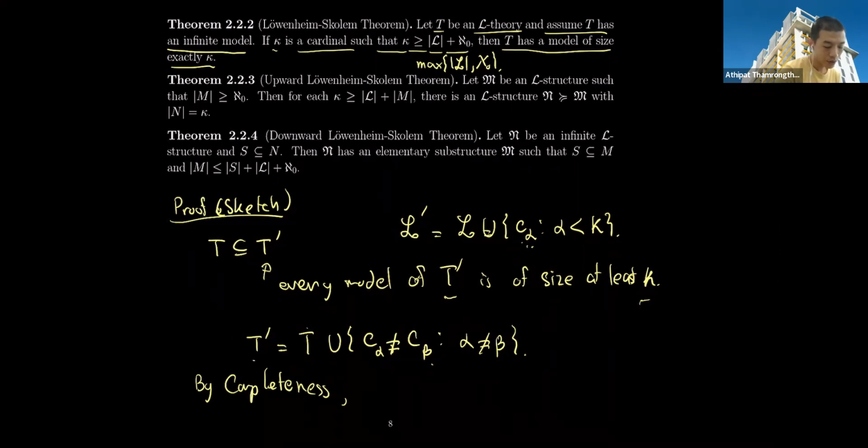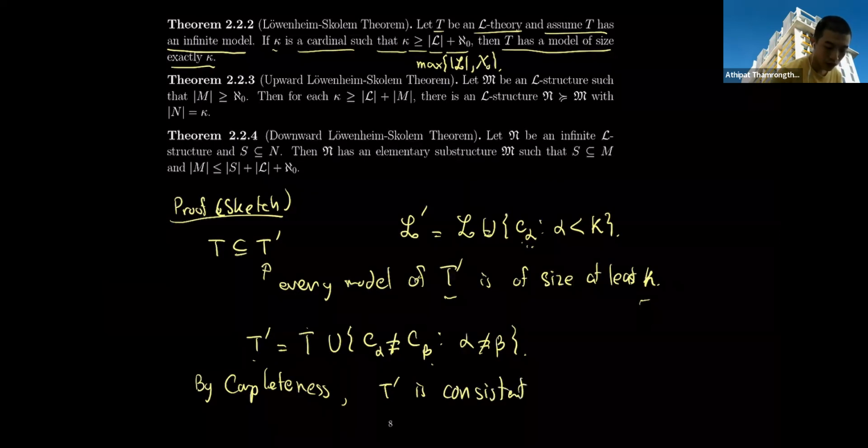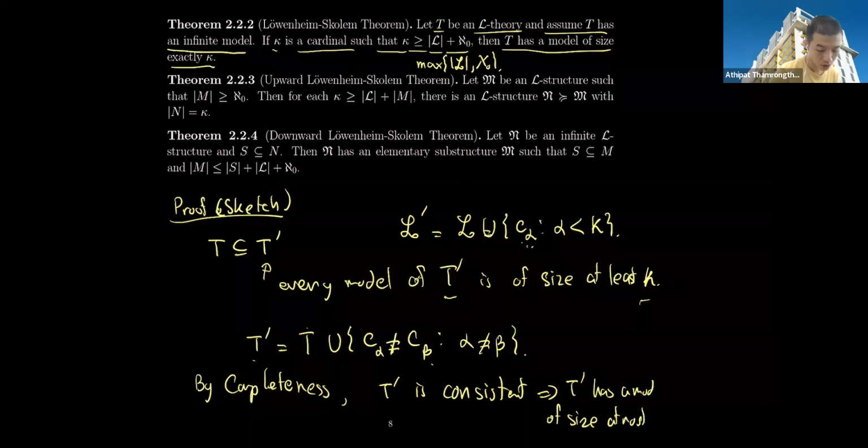And by the completeness theorem, you can consider a strong form of the completeness theorem, which says that if T' is consistent, then you're going to have that T' has a model of size at most |L'| plus aleph naught.